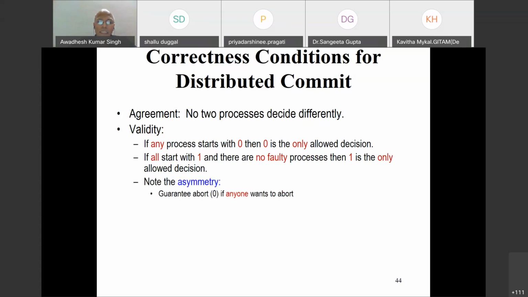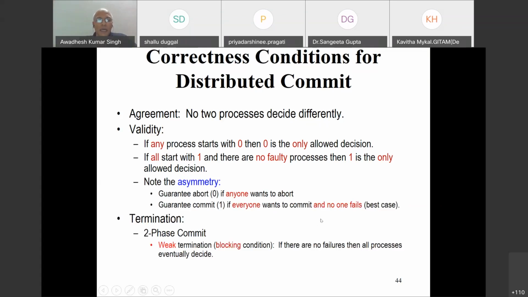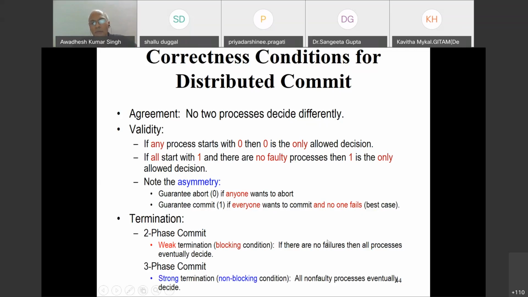So this is a kind of asymmetry. For abort, anyone can abort, but for commit, everyone should commit. So that is the distributed commit. Termination: here we see that because transaction managers are used, if there is no failure, it is all right. But you may assume a scenario where a failure has occurred, then here it will be blocked, because on one side you have sent some message and afterwards there was no decision, so that will be blocked. So that's why a two-phase commit is not successful. That's why we use a three-phase commit, which provides this.